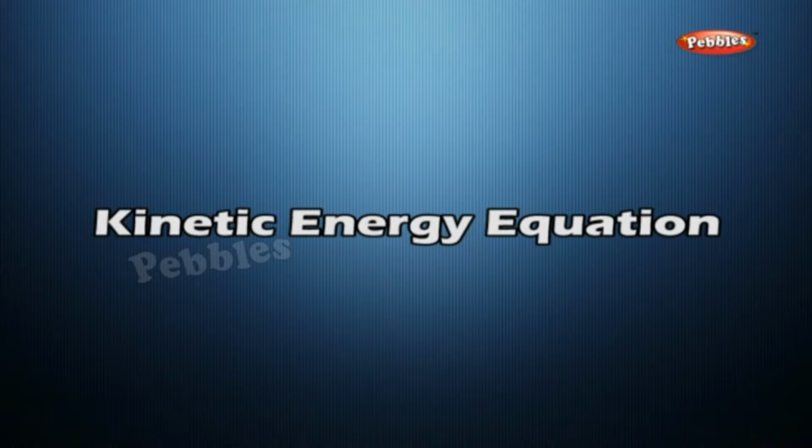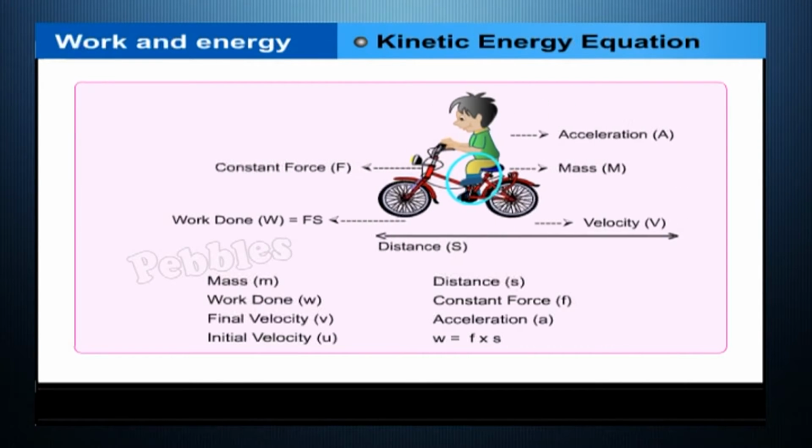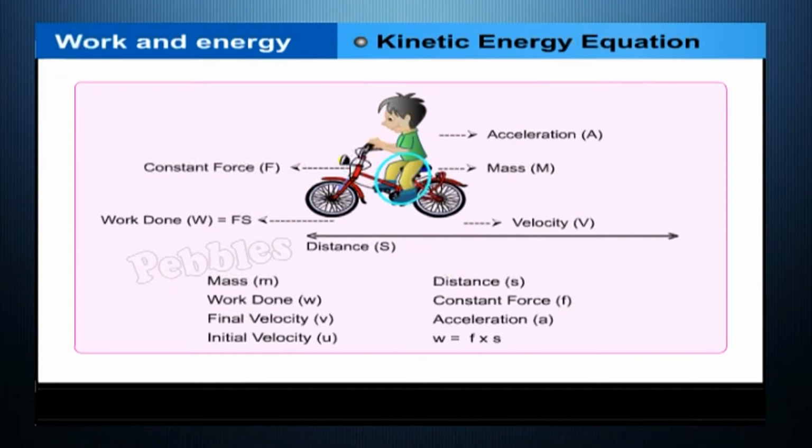Kinetic energy equation. Consider an object of mass m moving with a uniform velocity u. Let it now be displaced through a distance s when a constant force F acts on it in the direction of its displacement. The work done, W, is Fs. The work done on the object will cause a change in its velocity. Let its velocity change from u to v. Let a be the acceleration produced.